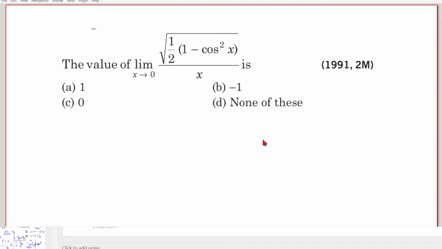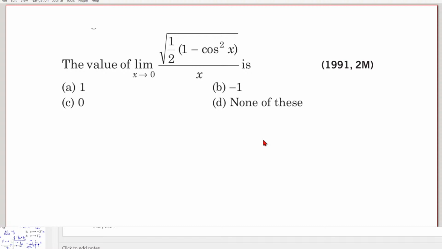So this is also a similar problem. Just try this one, but be careful with your left and right hand limits. None of these. Very good. Why?